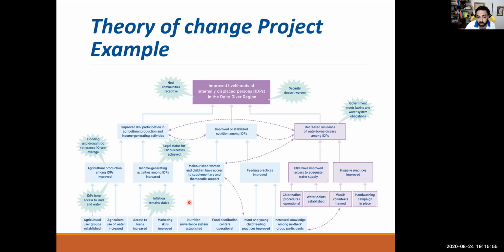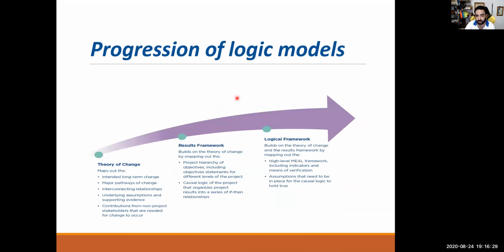So this is the change. Because of that, that happened. If and then. Without these, we cannot reach this. Without these two, we cannot reach this one. Without these three, we cannot reach the improvement in livelihood of the internally displaced persons in Delta River region, for example. Okay, so here is the domain of change, and here is the assumption or the long-term goal of change. Okay, and we start by theory of change.